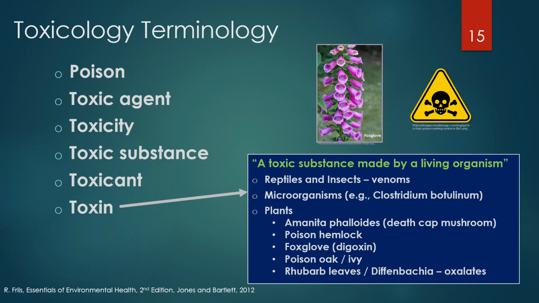Plant toxins include those from Amanita phalloides, or the death cap mushroom, poison hemlock, digoxin, a cardiac toxin from the foxglove plant, poison oak and poison ivy, and oxalates from rhubarb leaves and the houseplant Dieffenbachia. Symptoms of oxalate poisoning include sore throat, difficulty swallowing, nausea, vomiting, sometimes including blood, diarrhea, and abdominal pain.